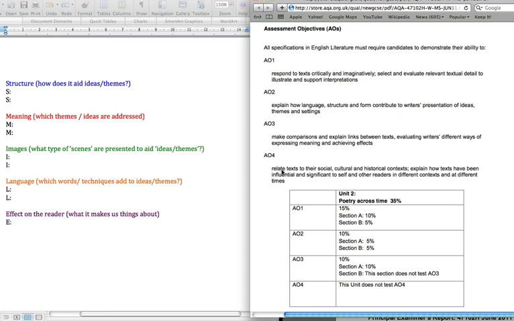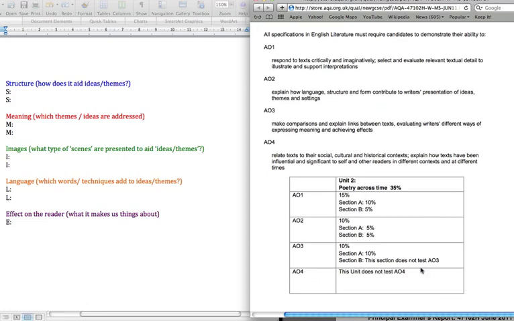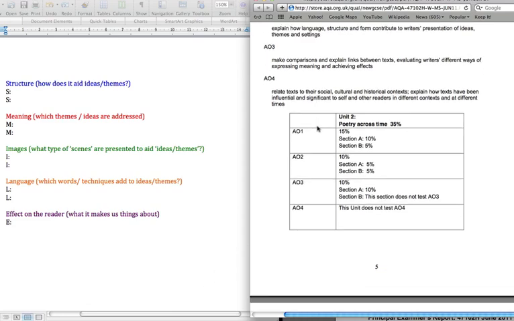AO4 does: relate the text to their social, cultural, and historical context. However, if you look in the mark scheme, this unit does not test AO4. So that stuff, while useful or interesting, isn't necessarily going to be what gets you marks. You must stick very firmly with the analysis.